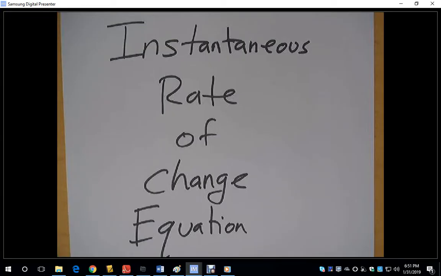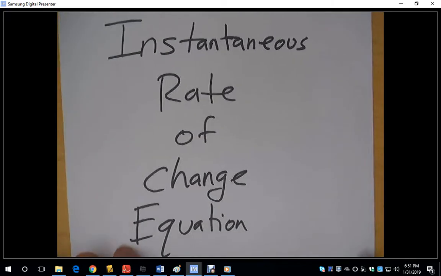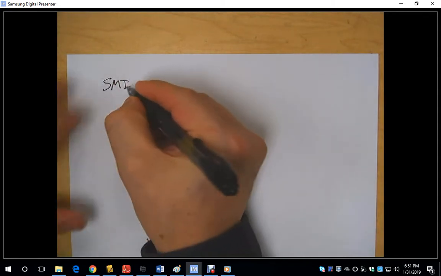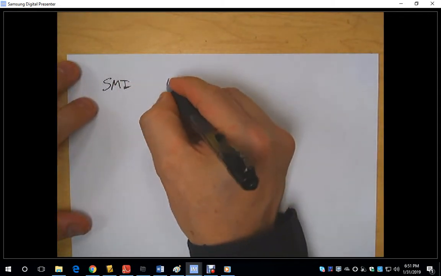In this video, I'm going to cover the instantaneous rate of change equation. So before I do so, I want to talk about the Common Core. Let's go back to Secondary Math 1. In Secondary Math 1, students are introduced to this idea of linear functions.